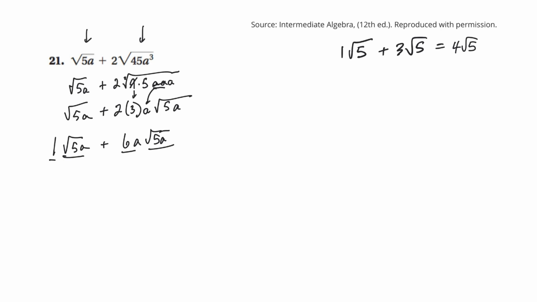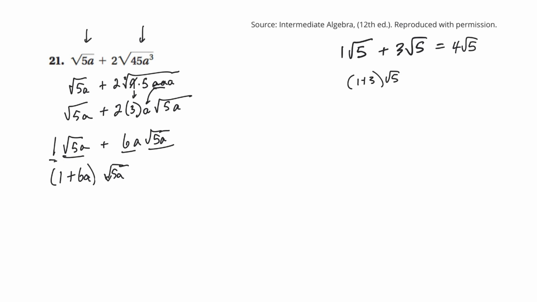A couple ways you can think about that is you could think, well, I know I need to add them. Like here, I just went 1 plus 3. I could have written this as 1 plus 3 root 5. And so I can do that here too. I can say 1 plus 6a root 5a. I don't need that one in brackets. There. So I could just write it as 1 plus 6a root 5a.